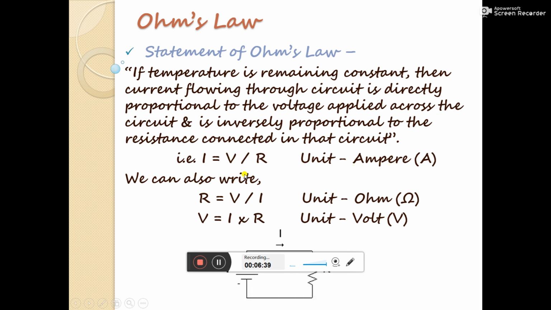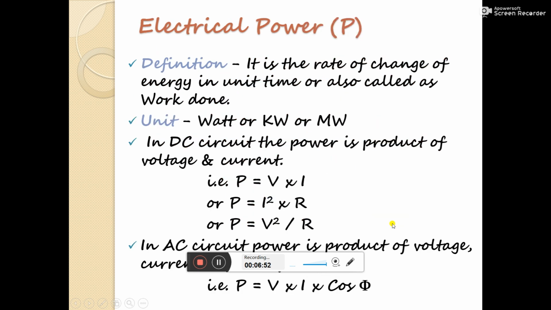ampere. We can also write R is equal to V upon I, and resistance is measured in ohm. Also, we can write V is equal to I into R, and the unit for the same is volts.